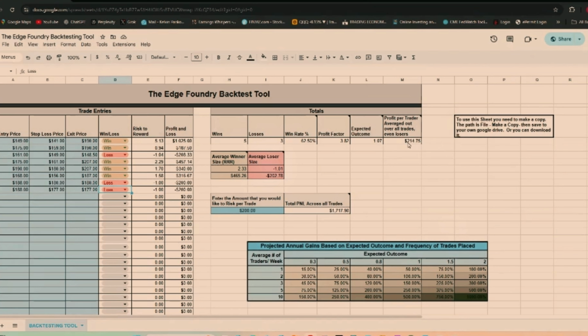Profit per trade, we were making an additional $200 per trade after we paid for all of our losers with some of our winners. Then we were still making $200 per trade, which is really good. In this small data set, we're recording about $1,700 win based on only risking $200 per trade. So that's a really strong outcome.